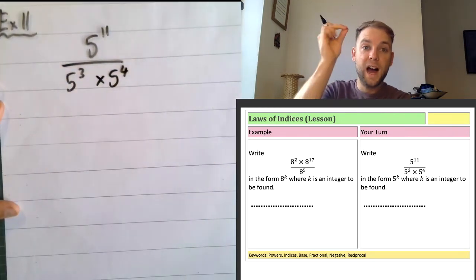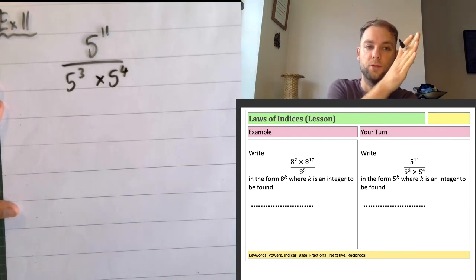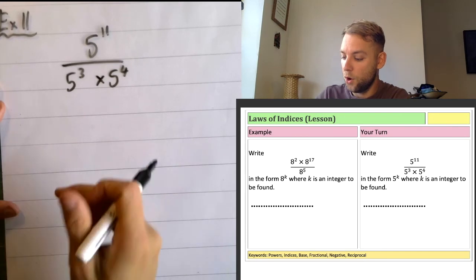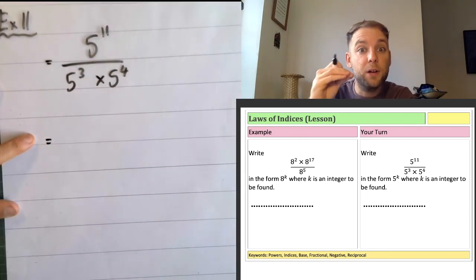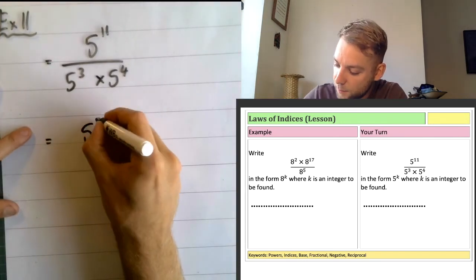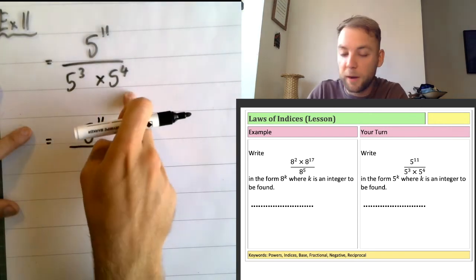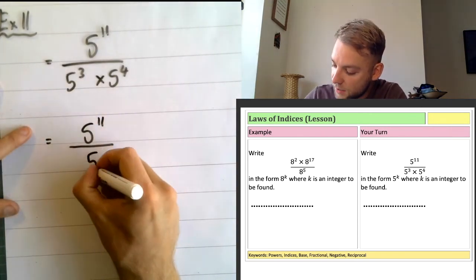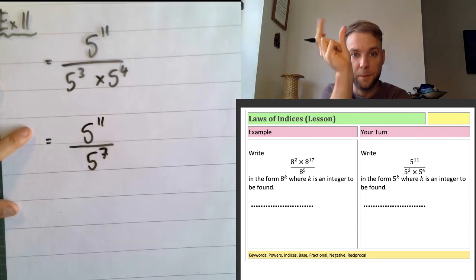So I've got 5 to the power of 11 divided by 5 to the power of 3 times by 5 to the power of 4. So the first thing I'm going to do is I'm going to simplify the bottom, and then I'm going to do the subtraction next. So this is 5 to the power of 11 all over 5 to the power of 3 times by 5 to the power of 4 is 5 to the power of 7. Brilliant. Add them together. Add the powers together, that is.